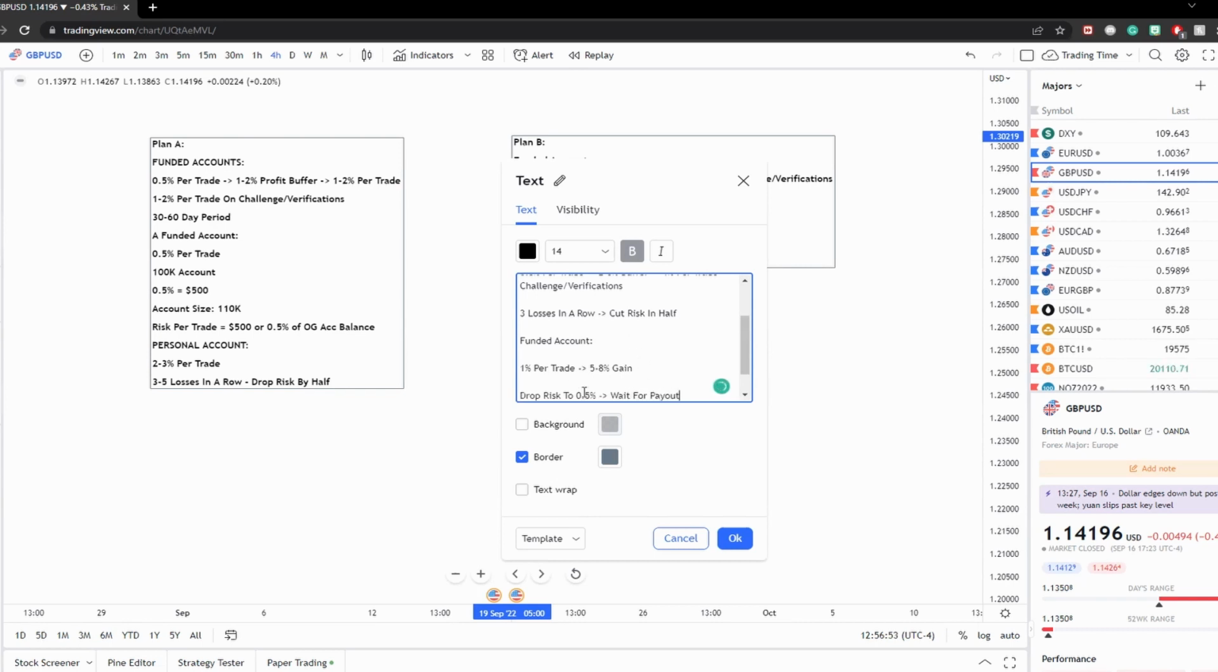So that's basically how I see other people doing it. And I don't think it's a bad idea, because you already have the account, you do 1% per trade for a 5 to 8% gain.